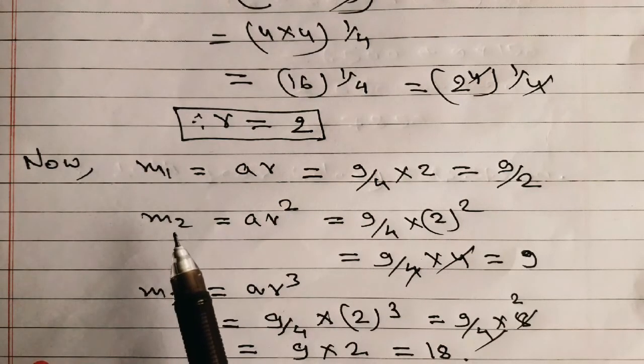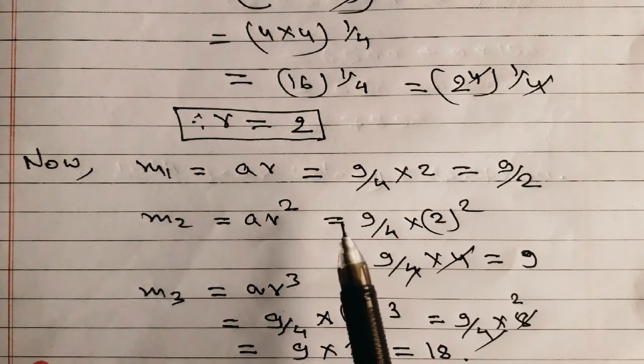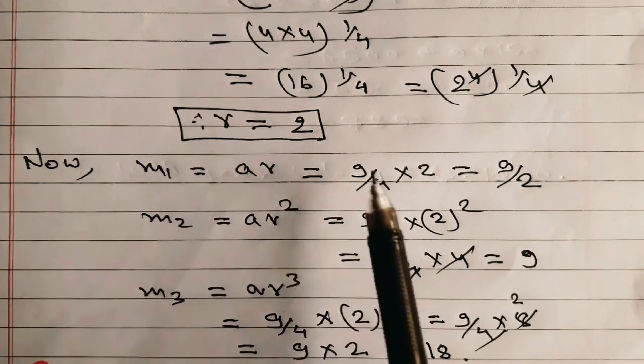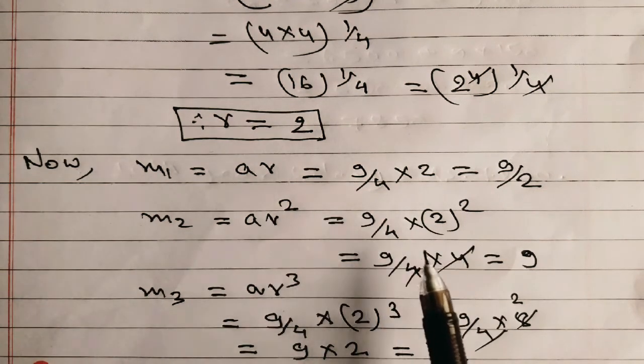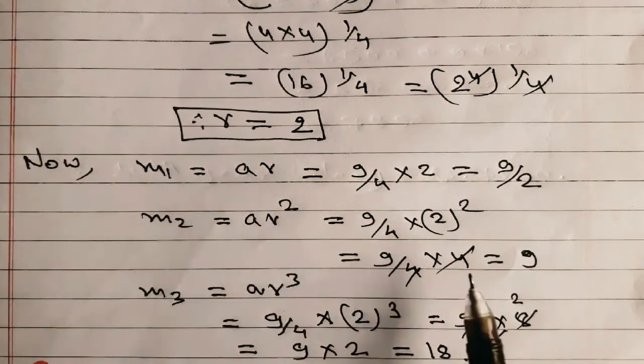Now to find the second geometric mean, M2 is equal to AR square. The value of A is 9 by 4 and the value of R is 2. 2 square means 4. The 4s cancel, then we get 9. So this is the second geometric mean.